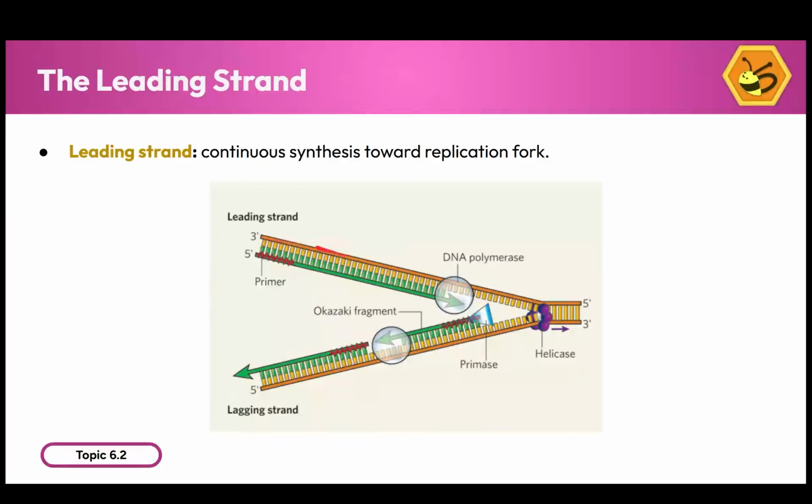But essentially, the leading strand is the easiest strand to synthesize. Helicase unwinds the DNA, and the leading strand synthesizes DNA from 5 prime to 3 prime, and it can do this continuously because it can just follow the replication fork. I'll cover the lagging strand in a second. What's the difference between the coding strand and the leading strand? I'll cover the coding strand and come back to this question.